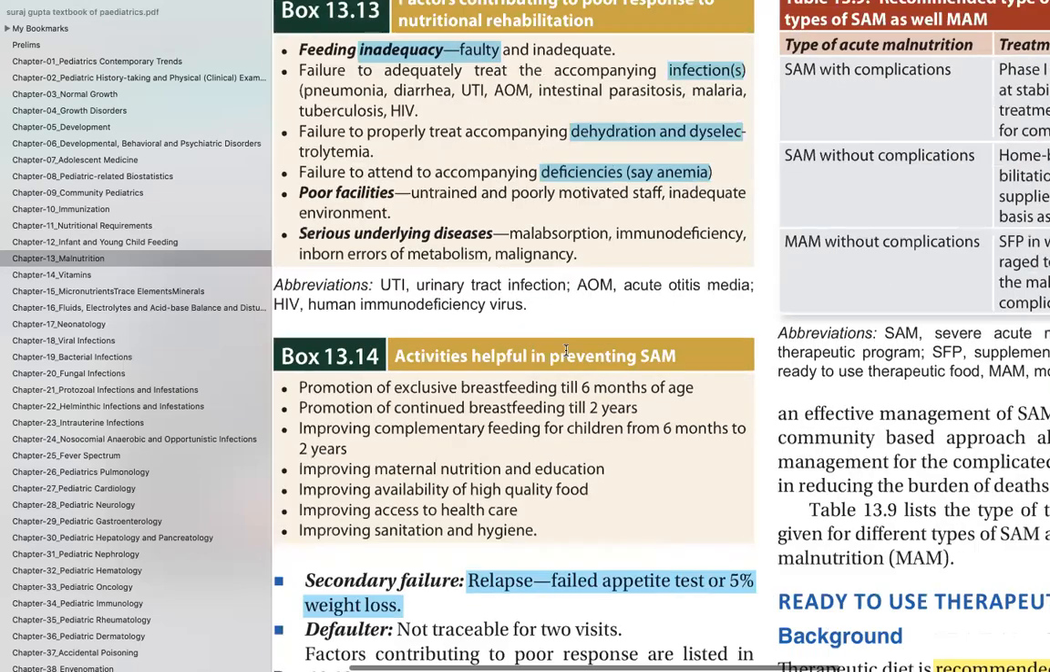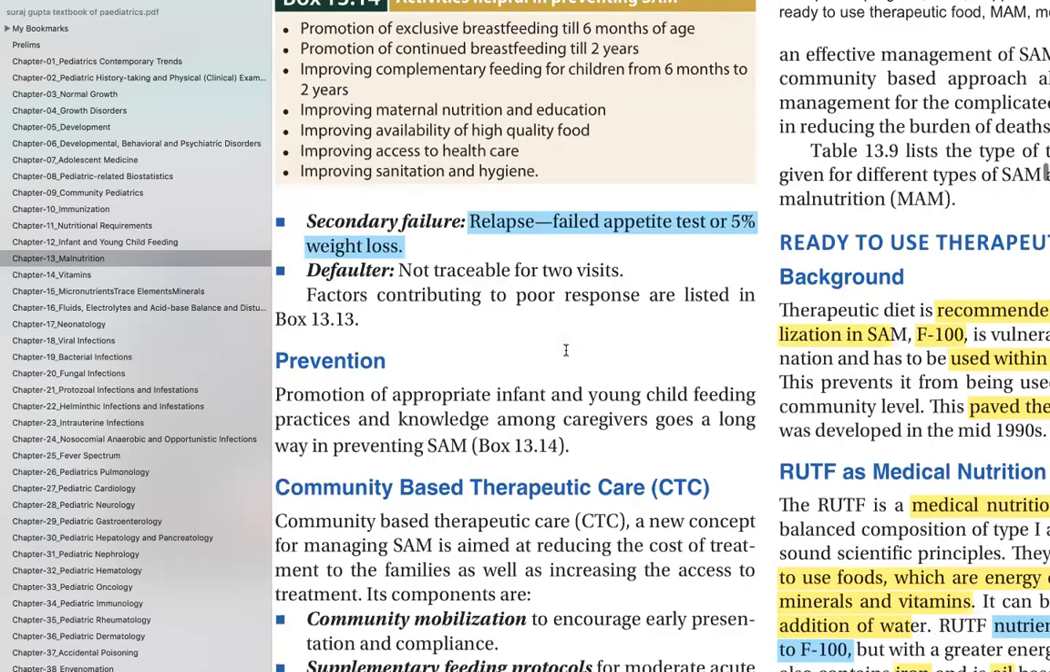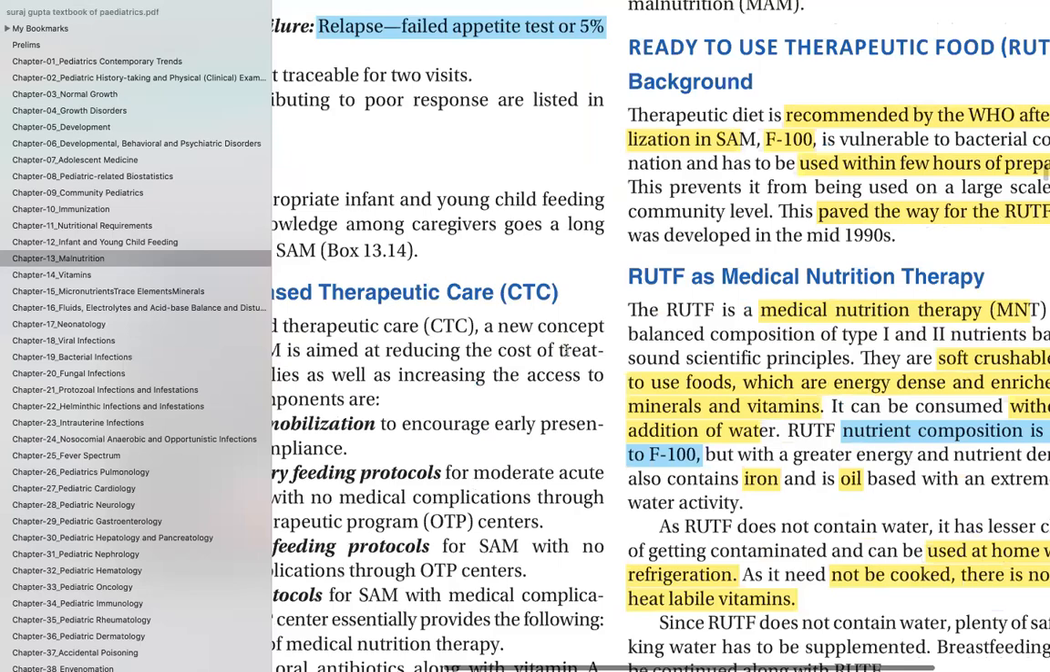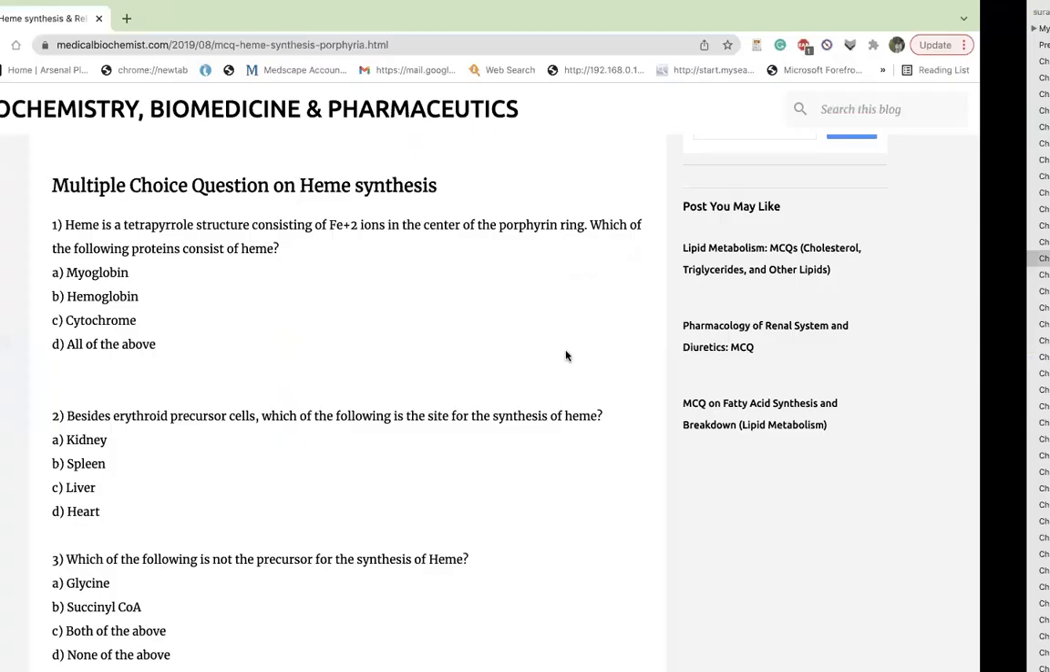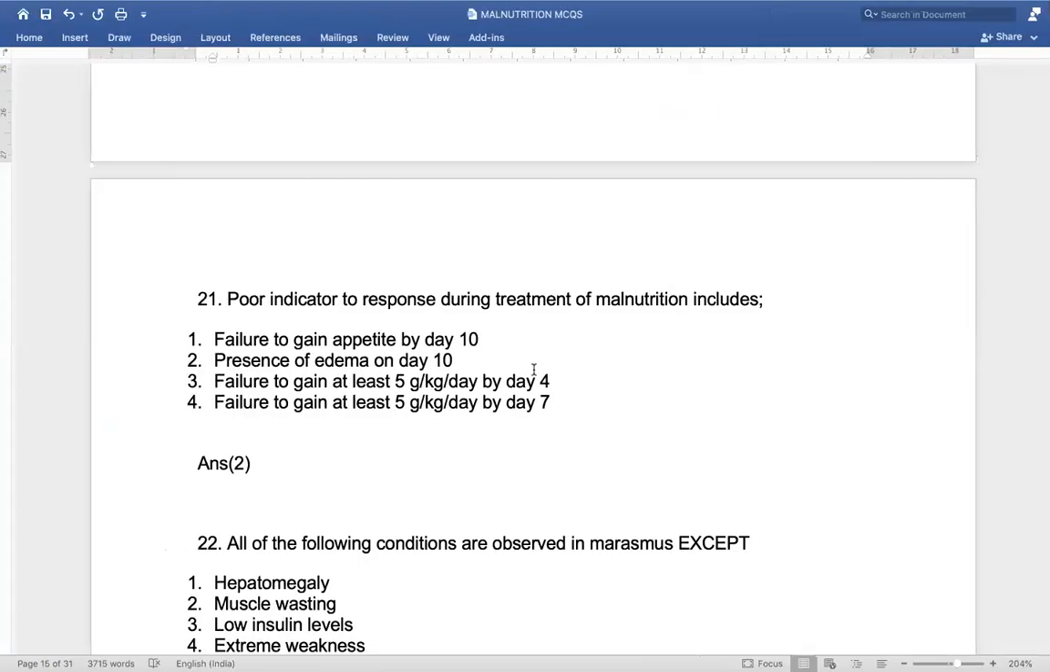I think they have not given it in this. I think it is better given in Guy. So I'll just post it for you after the class. I'll just give 4. 2 things are in 4 and 2 things are in 10. That is failure to gain appetite is 4. And failure to start losing edema is also 4. Okay. So failure to gain appetite by day 4 and failure to start losing edema is also 4. 2 things are in 4.